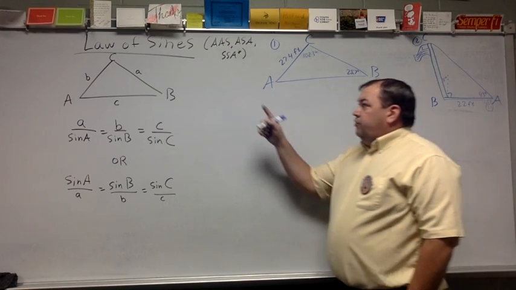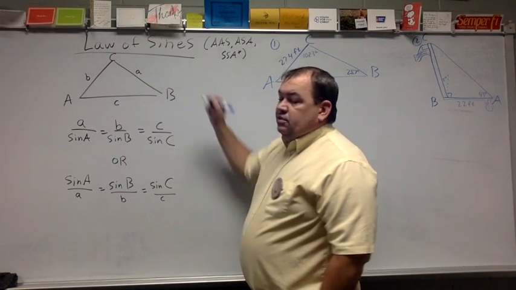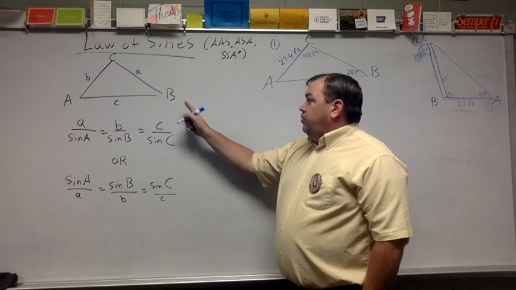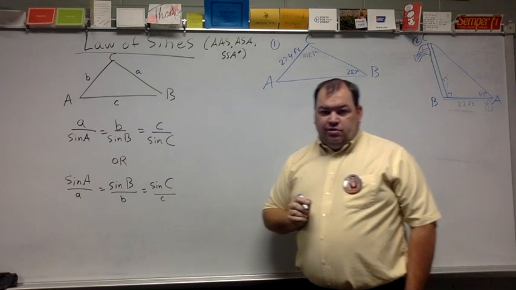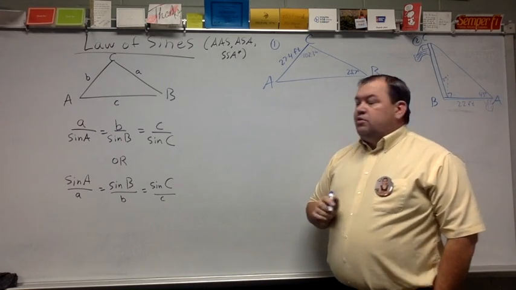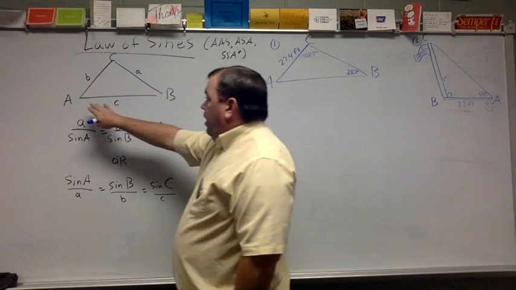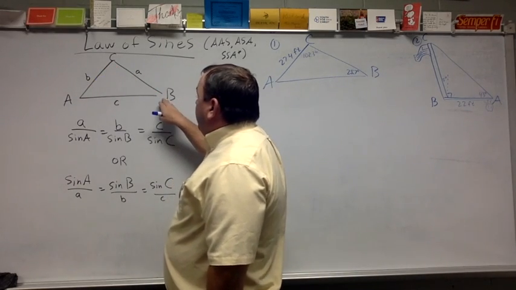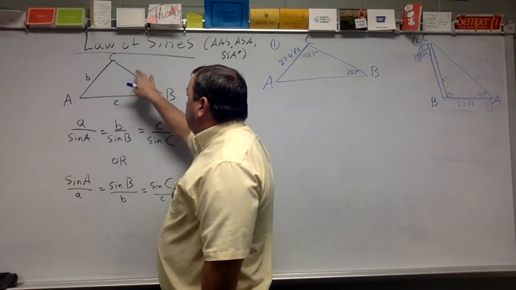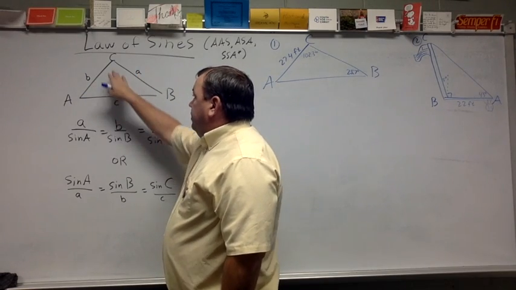Let's take a look at our first law, the law of sines. Now, you'll notice right away we're not dealing with right triangles. We're dealing with non-right triangles, labeling our angles with capital letters and our corresponding sides with lowercase letters.